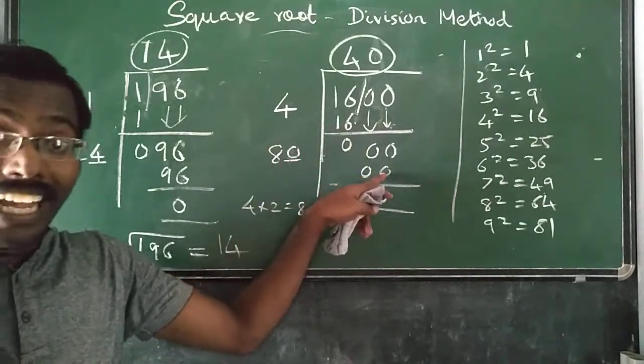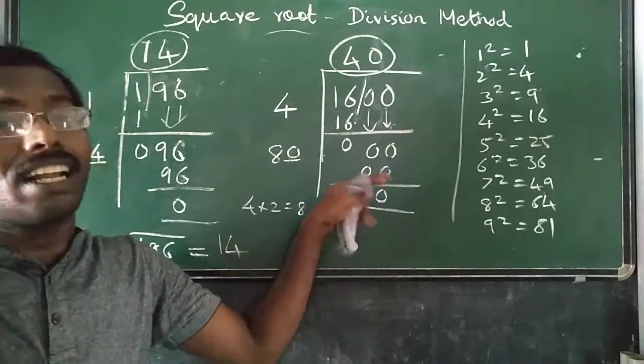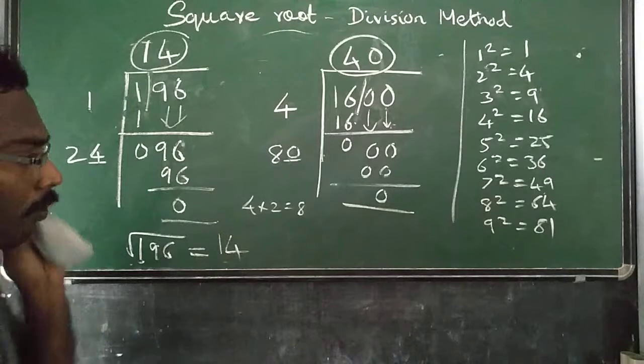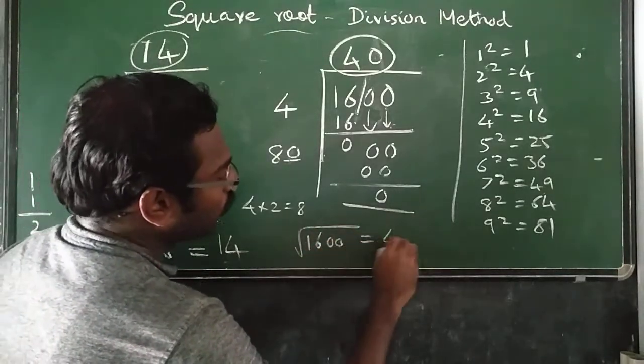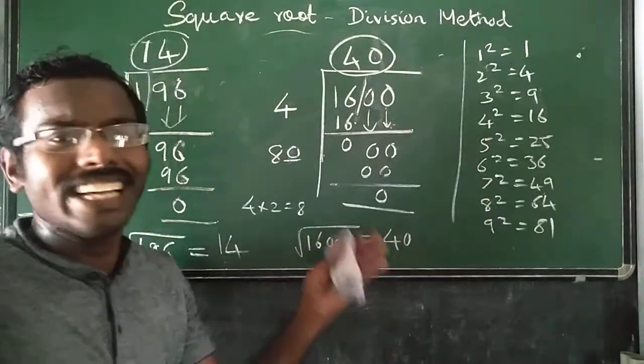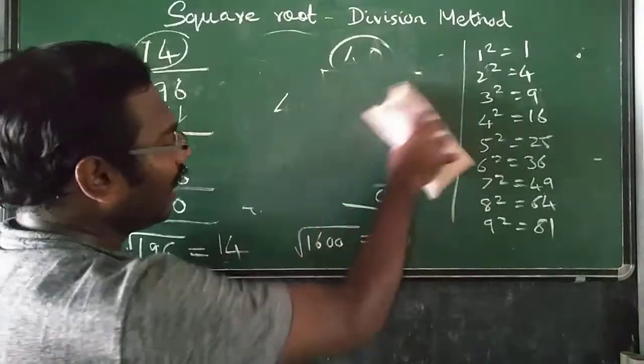Because this value should be less than or equal to, nearest, and at the same time it should be less than or equal to this. Therefore, the square root of 1600 is equal to 40. Very easy, isn't it? Okay, this is the only thing you have to consider.